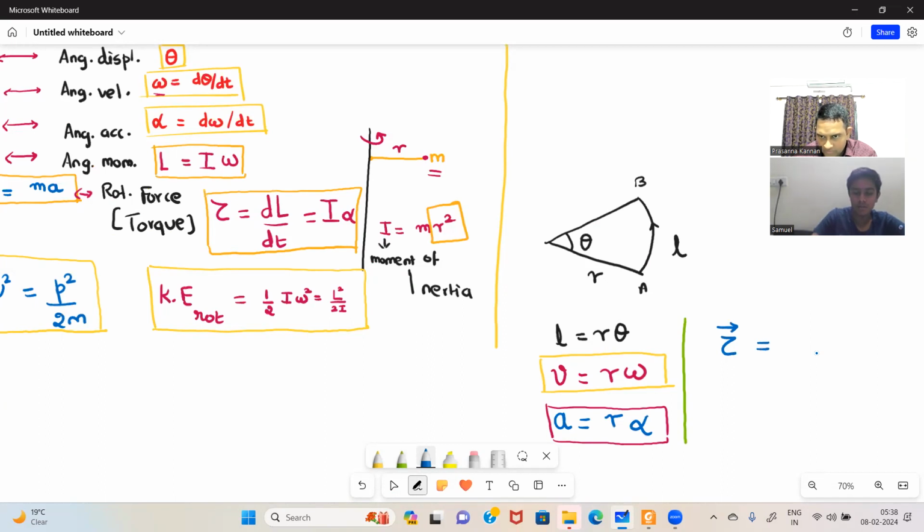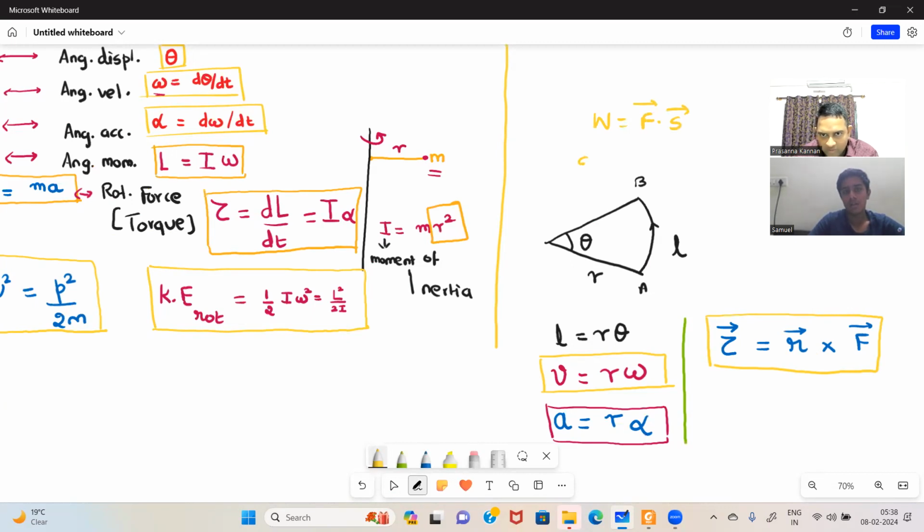Similarly, torque is given by R vector cross F vector. Cross refers to the cross product of two vectors. I have told you, right? There are two ways in which you can multiply vectors. One is the dot product, like we have seen. Work done is equal to force vector dot displacement. Do you remember?